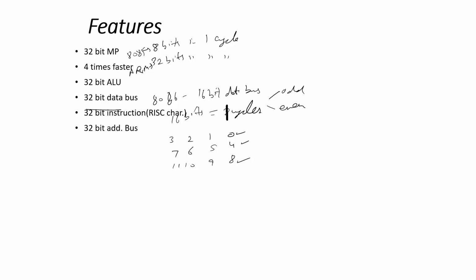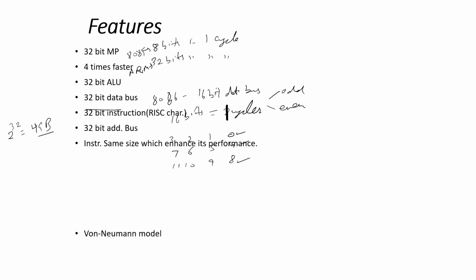Next, it has a 32-bit address bus. Now what does it mean? If it has 32 bits, 2 raised to power 32 is approximately 4 GB. So it can address up to 4 GB memory.